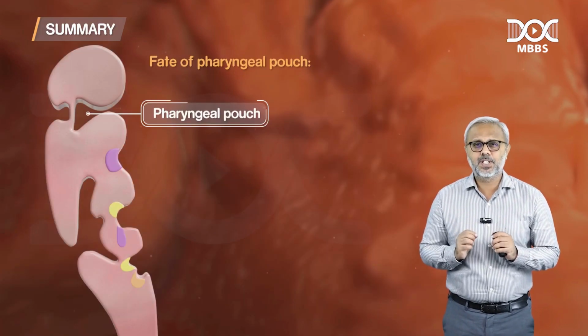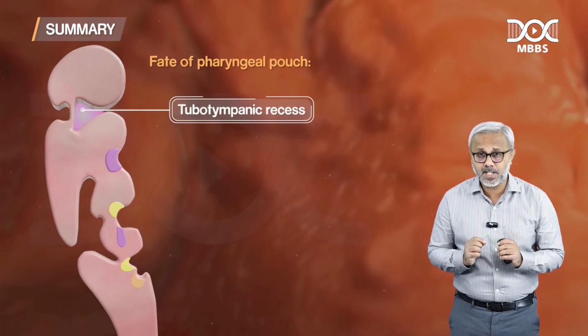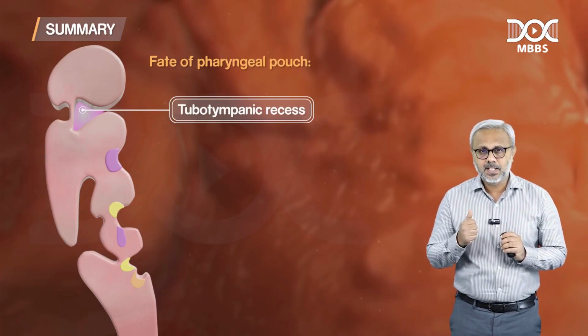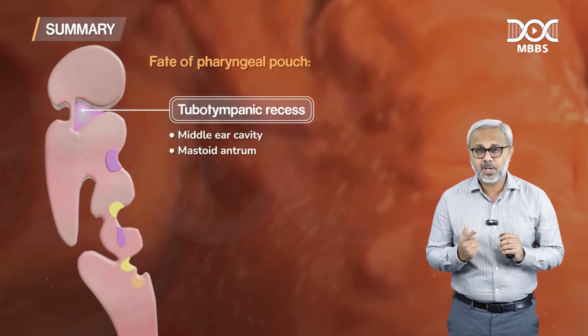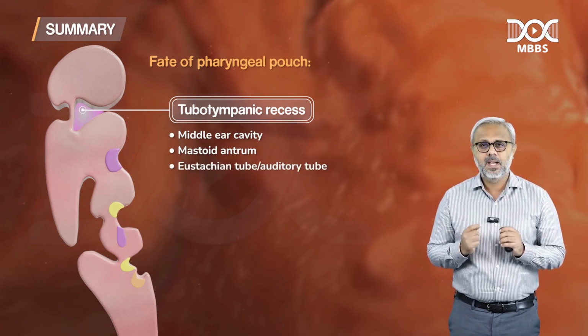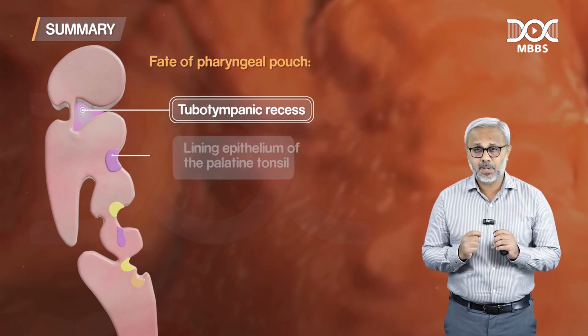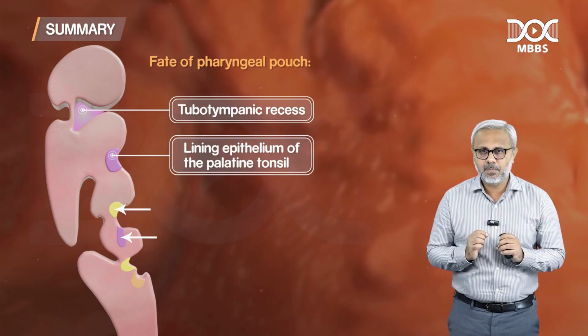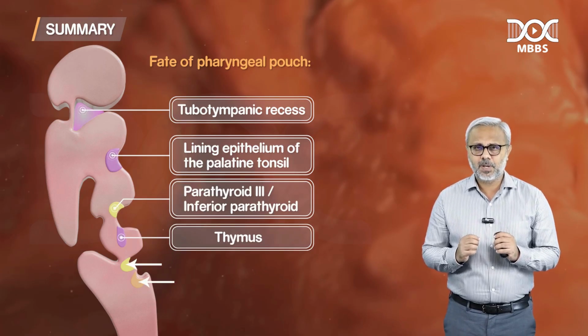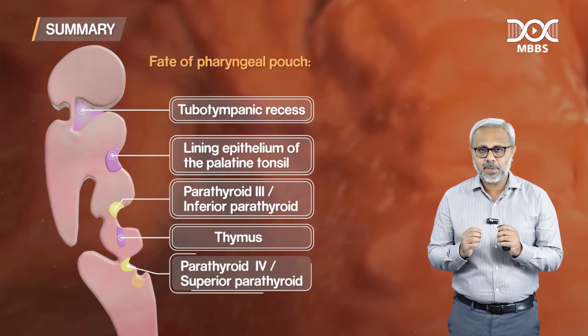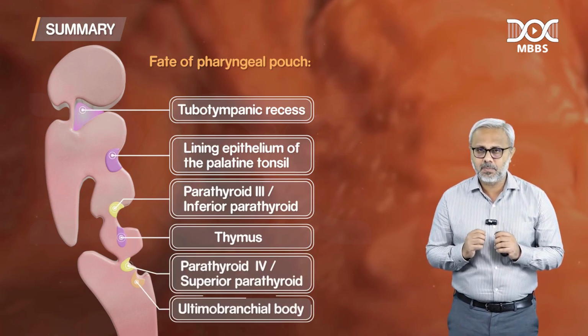The first pharyngeal pouch gives rise to the tubotympanic recess, which gives rise to the tympanic cavity or the middle ear cavity, the mastoid antrum and then the auditory tube. Second pharyngeal pouch gives rise to the palatine tonsil. Third pharyngeal pouch gives rise to the inferior parathyroid and thymus. Fourth pharyngeal pouch gives rise to the superior parathyroid and the ultimobranchial body.